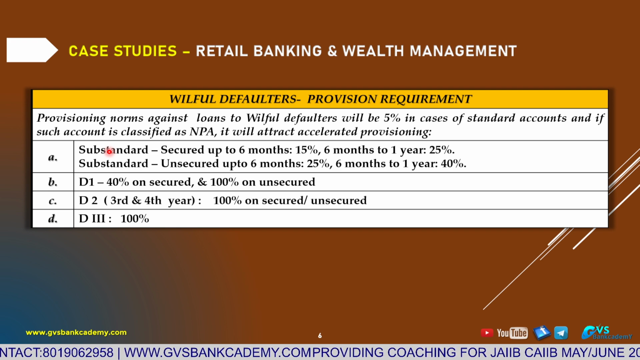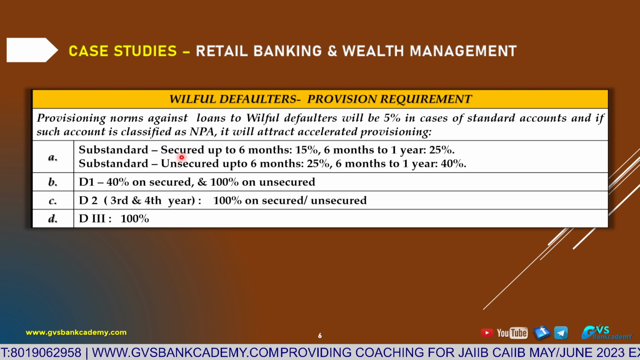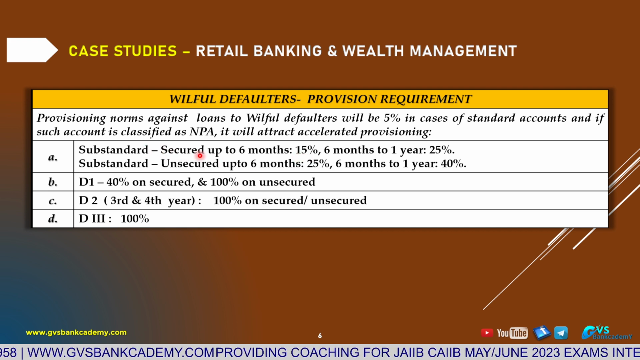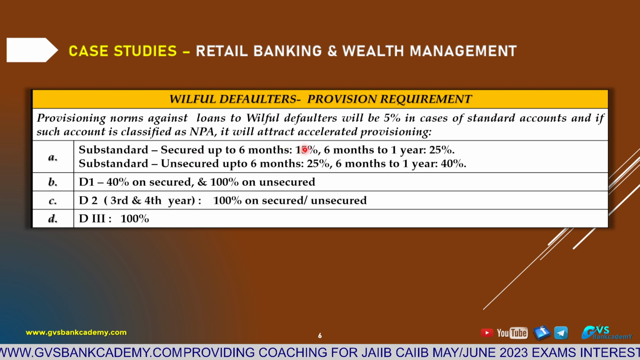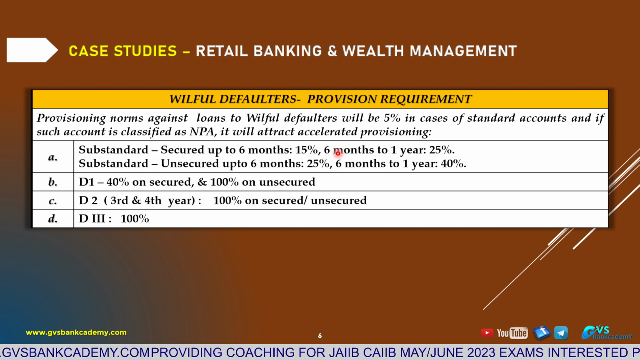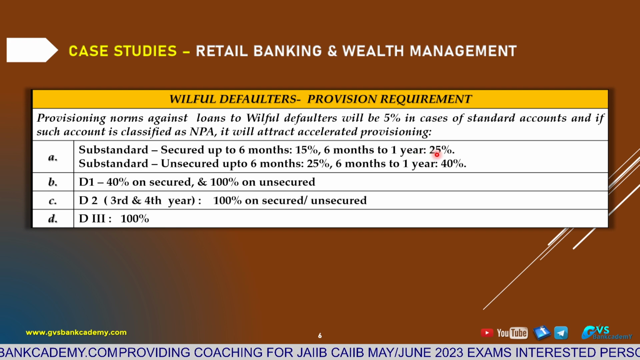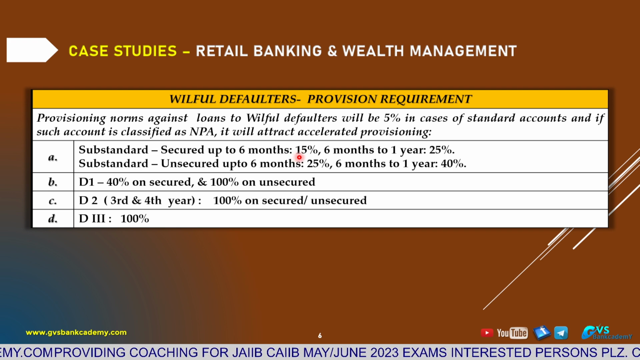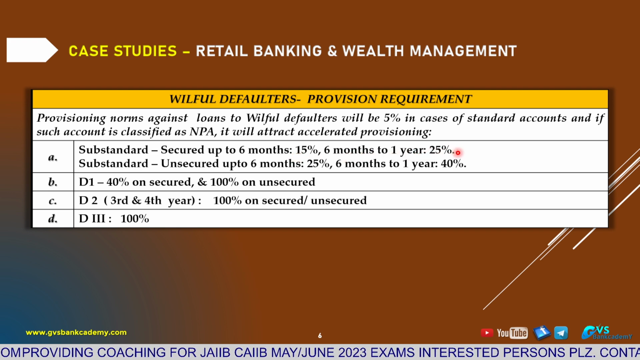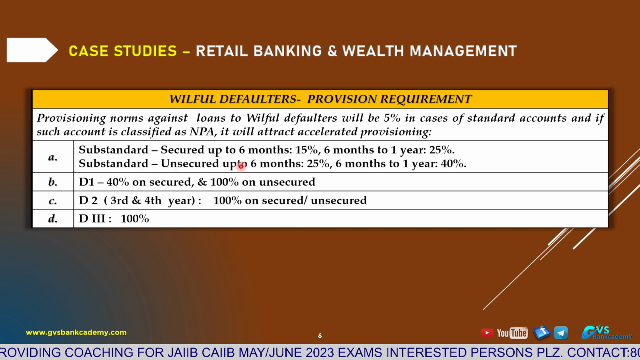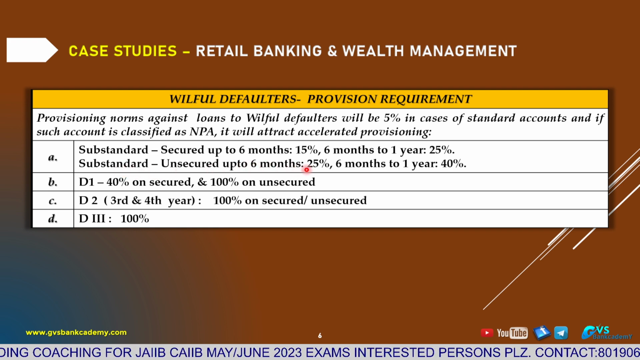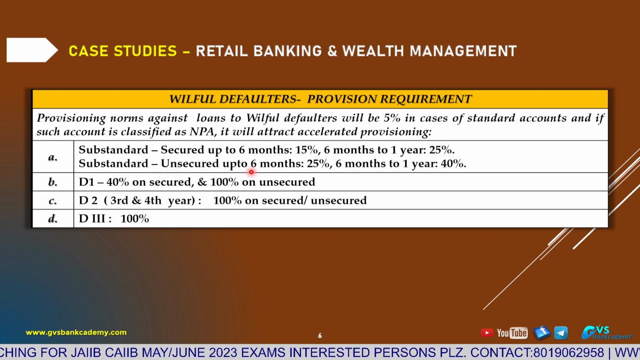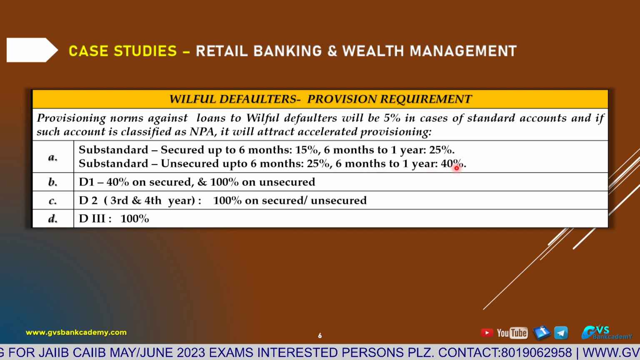Substandard secured account: first 6 months, 15% of the outstanding amount; second half year, 6 months to 1 year, 25%. Substandard unsecured: up to 6 months 25%, next 6 months 40%.